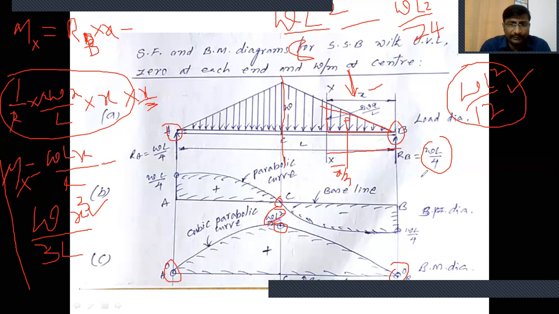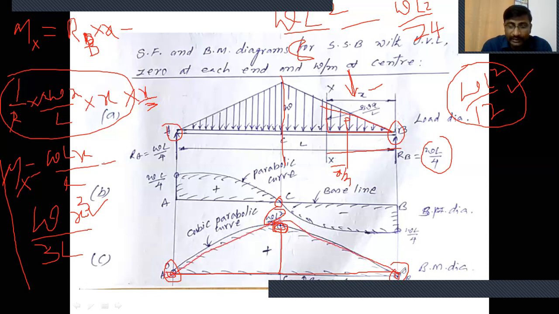So bending moment at A and B are 0, and bending moment at the center of the beam is W L square by 12. Draw a baseline and locate the points A, C and B on the baseline. Bending moment at B is 0, at A is 0, at C is W L square by 12, which is in positive direction, that is above baseline. Above baseline on the vertical line C, locate W L square by 12 and join these 0, W L square by 12 and 0 by a cubic parabolic curve.